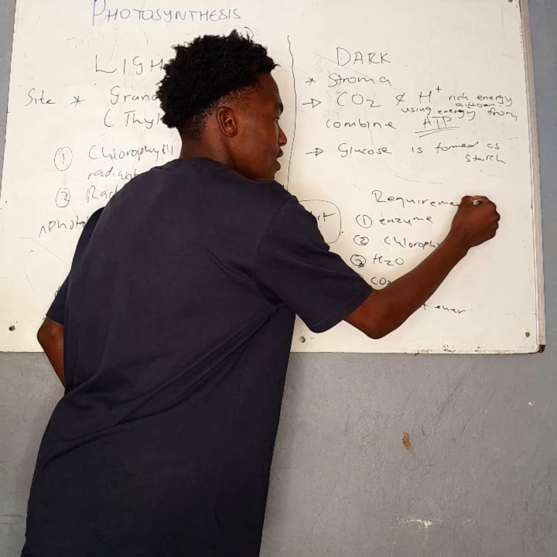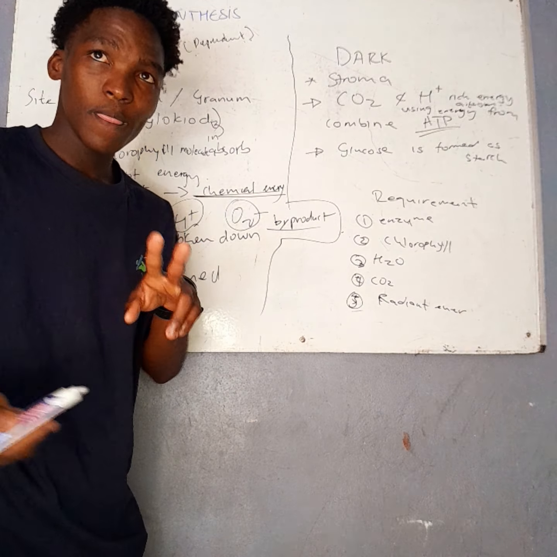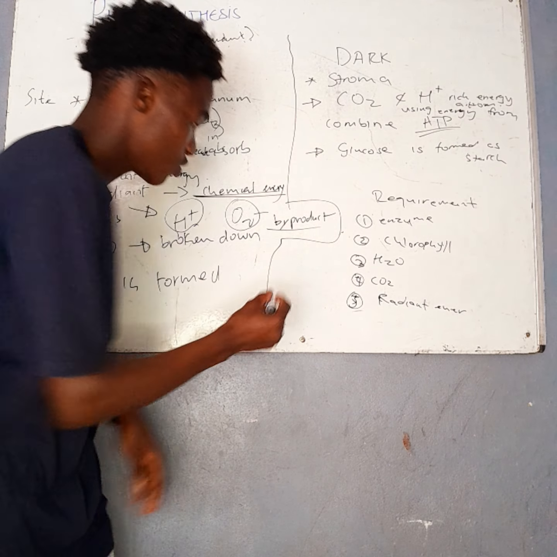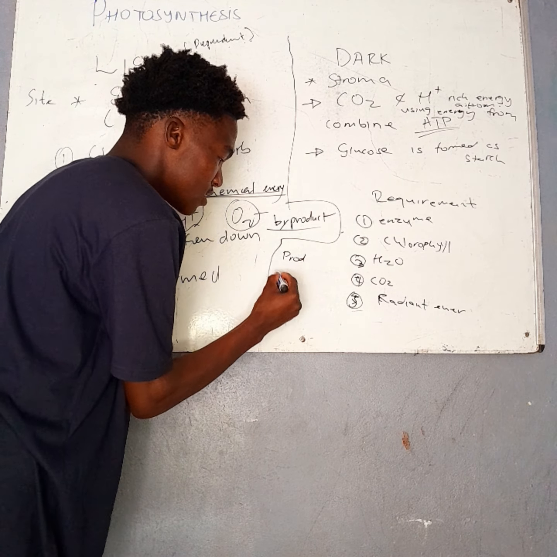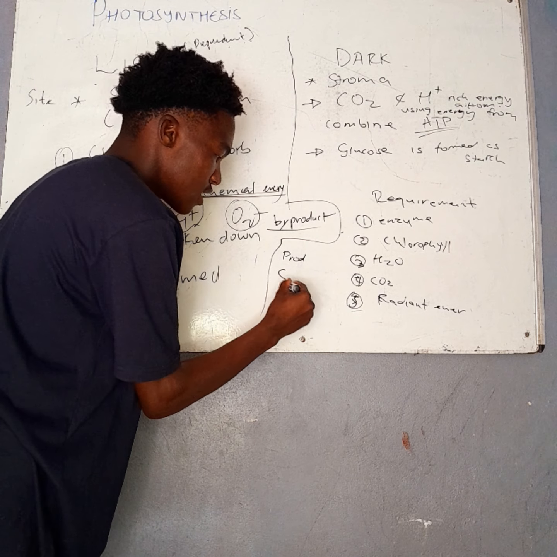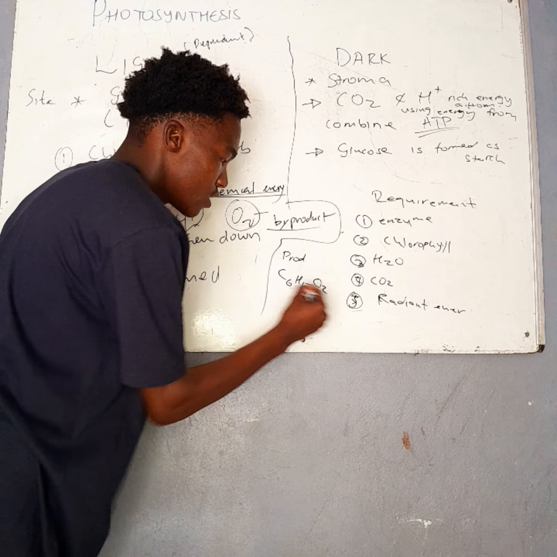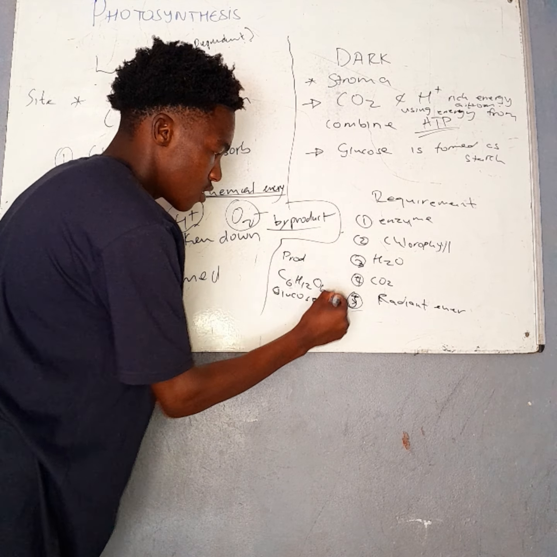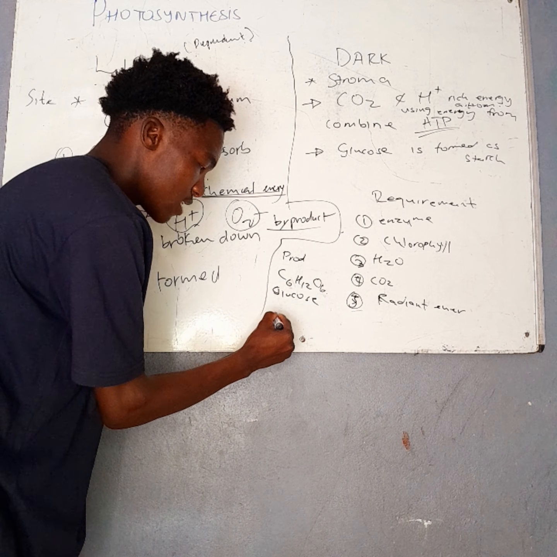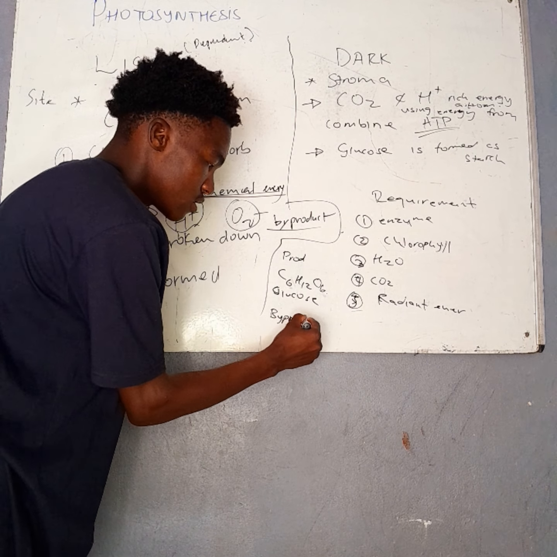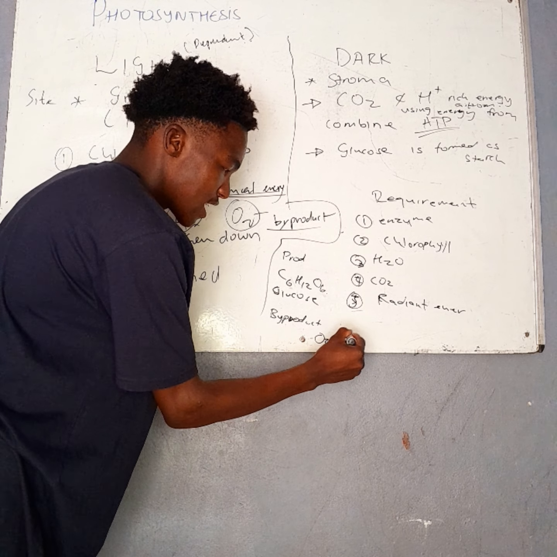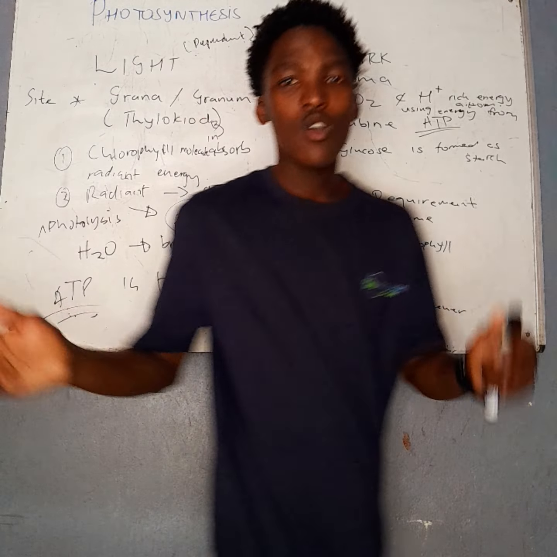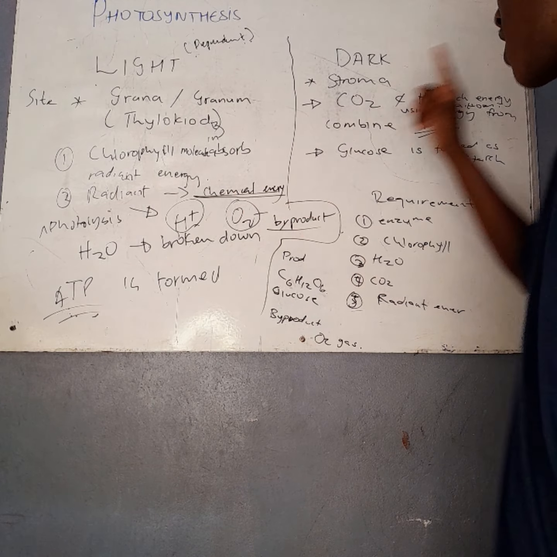So the products will be two. Remember, it's glucose, the main one. Byproduct is oxygen gas. So the product is glucose. I'm just gonna write it as the formula. So it's glucose, C6H12O6, and the byproduct is oxygen gas. So ladies and gents, this is what happens. This is a summary of what happens in dark phase and also in light phase.